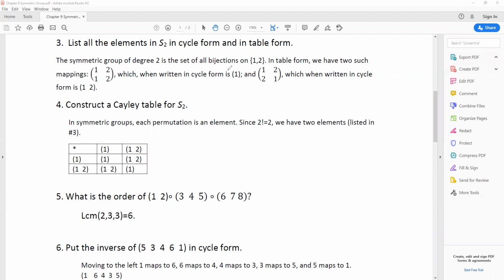And if we write that in cycle form, we would just use the smallest element inside parentheses, and this lets the reader know that this is the identity mapping. The other bijection is where they cross over. In other words, 1 goes to 2, and then 2 goes to 1. Written in cycle form, it would look like this. And again, you can see that the same pattern emerges. In other words, 1 maps to 2, and 2 maps to 1.